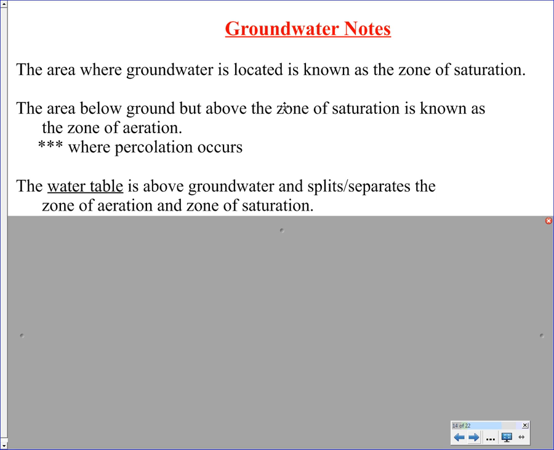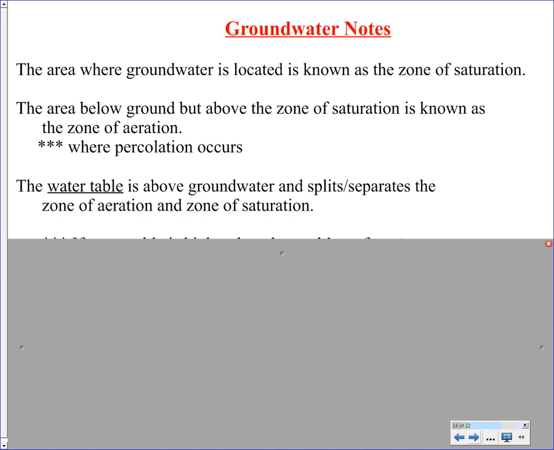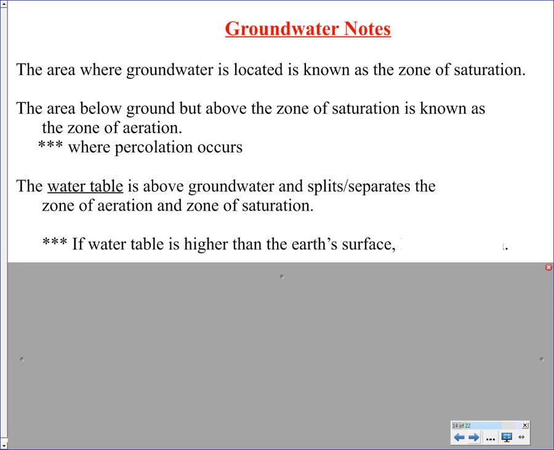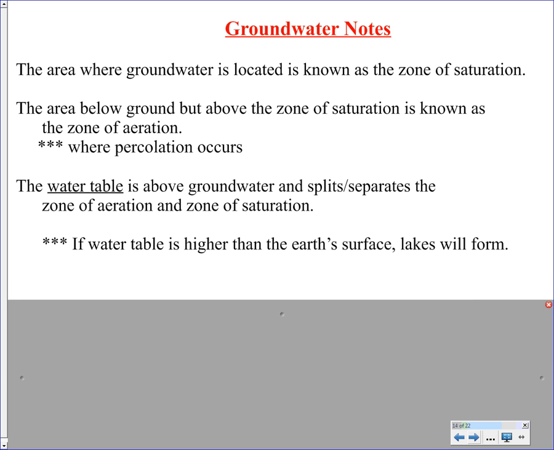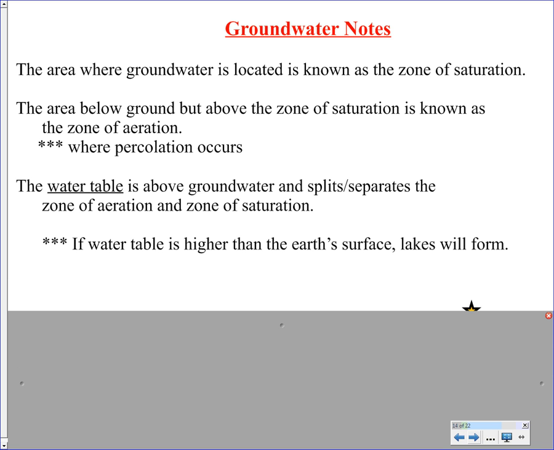So that's review, correct? Those are things that we've already discussed and we've already talked about. Now, if the water table is higher than the Earth's surface, what happens? It's a lake. Lakes equal water table above surface. Earth's surface or above ground. Very good. All a review, right?